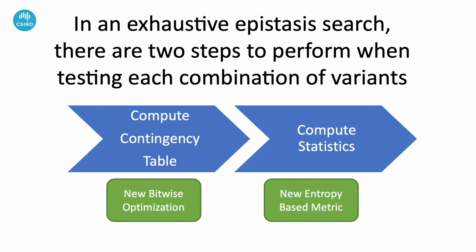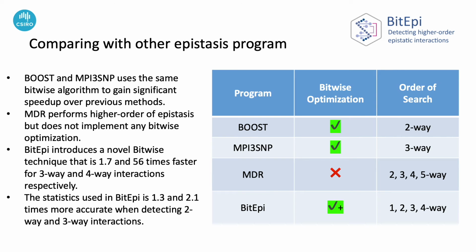BitEpi uses a novel bitwise optimization to speed up the first step, and in the second step it uses a new entropy-based metric, which is more accurate in detecting interactions. We compare BitEpi with a number of other exhaustive search programs. Boost for the first time uses bitwise optimization to speed up two-way pairwise interaction. It uses a log-linear model in the second step as a screening test.